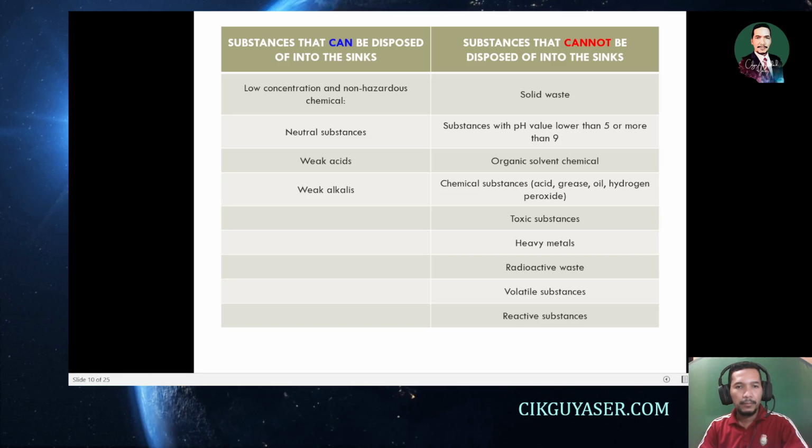And then we have chemical substance such as acid, grease, oil, and hydrogen peroxide. Also toxic substance, heavy metals, radioactive waste, volatile substance, and also reactive substance. So that is the substance that cannot be disposed into the sink.